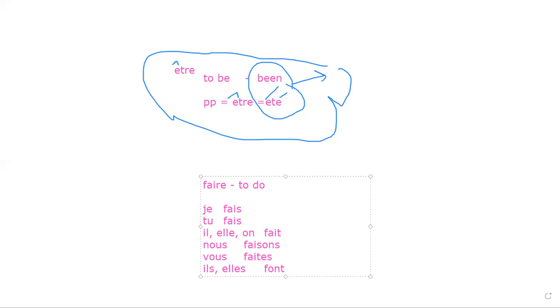Yes, sir. Is it clear to you? Now, repeat after me, because these are the irregular verbs. So, you have to repeat after me.